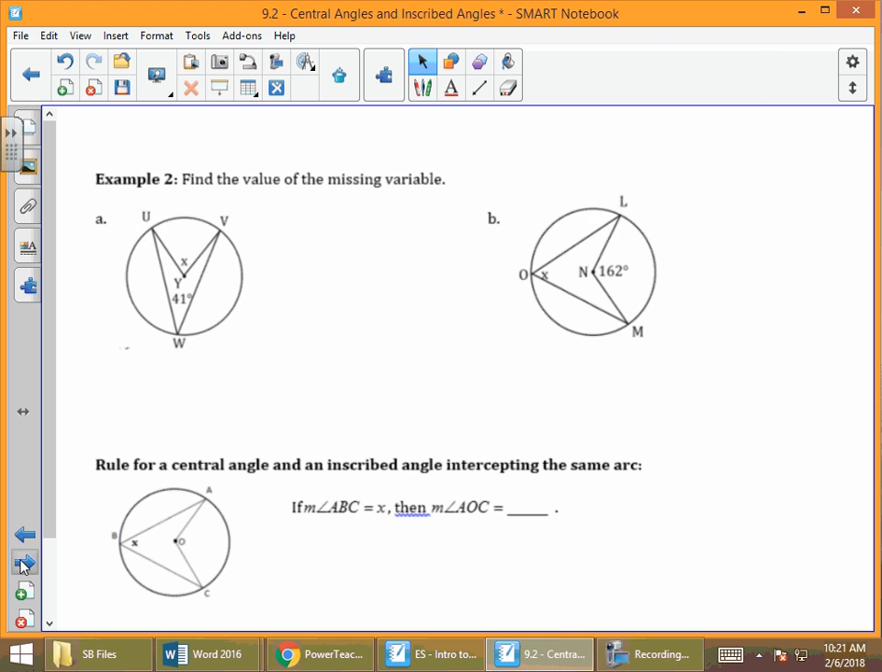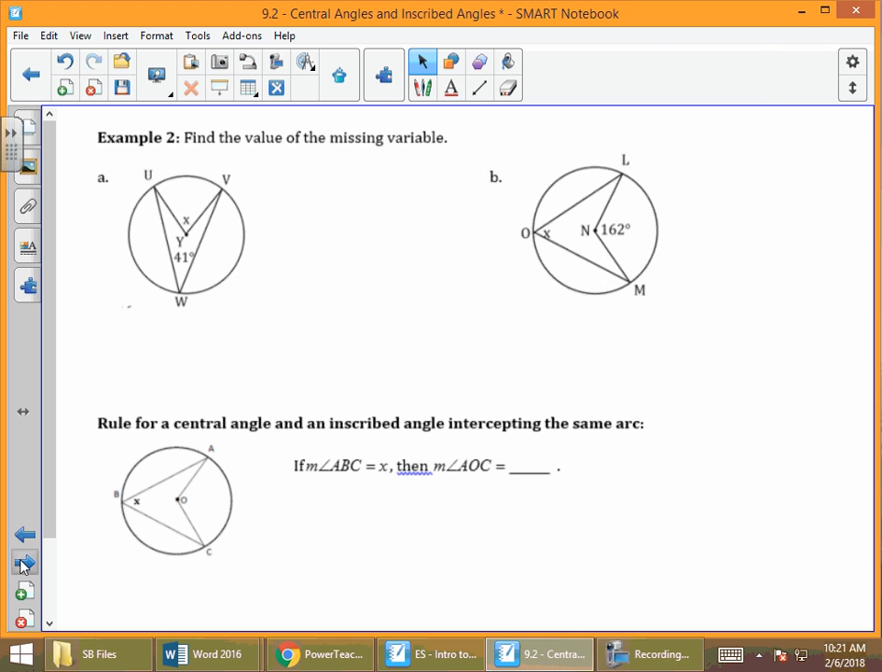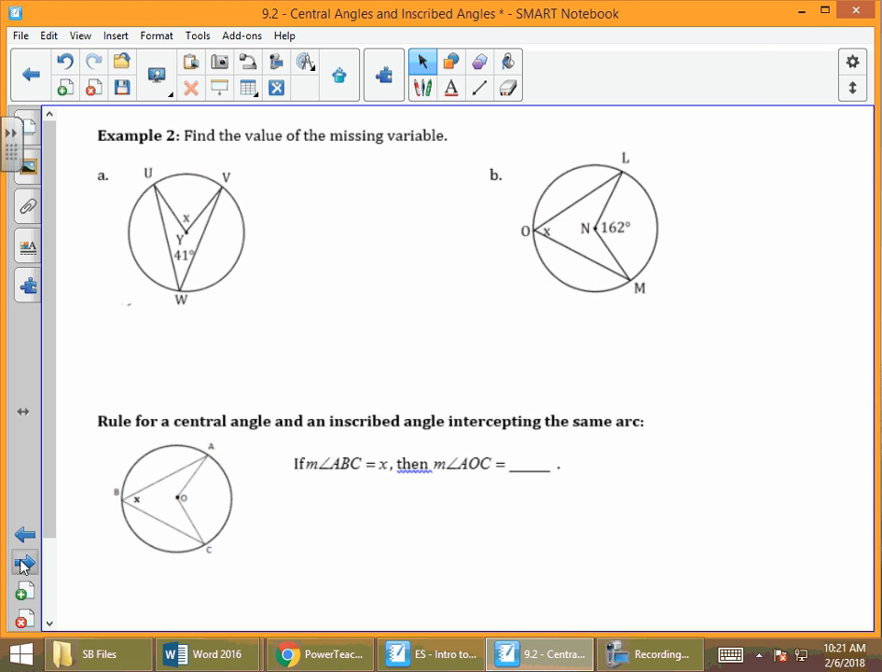We can take this concept and combine it into a good problem. Okay? So we take a look at A. We want to find the value of a missing variable. So we're going to find the value of X. And if I look, X is inside this angle. Okay. What kind of angle is that green angle? Central or is it inscribed? Central. On the center.